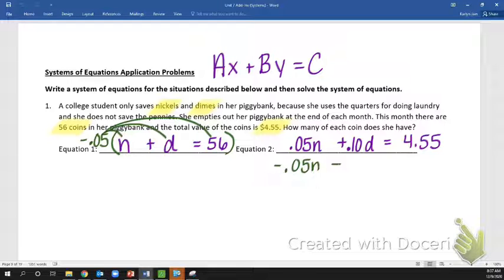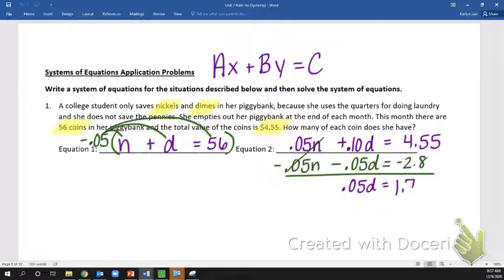So I now have negative 0.05N minus 0.05D equals, and then I have to do 56 times negative 0.05 and get negative 2.8. And we keep solving. The Ns eliminate here and we combine our like terms. So 0.10D minus 0.05D would be 0.05D. And that equals, then we combine our totals, we get 1.75.